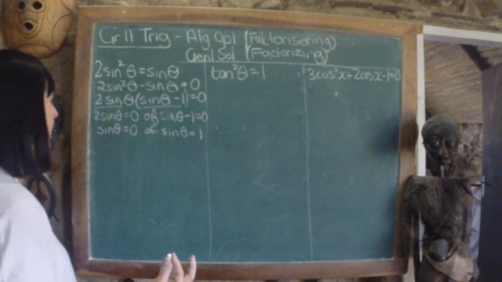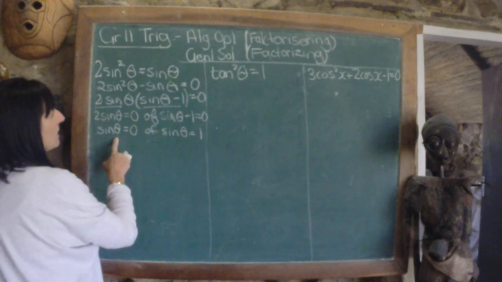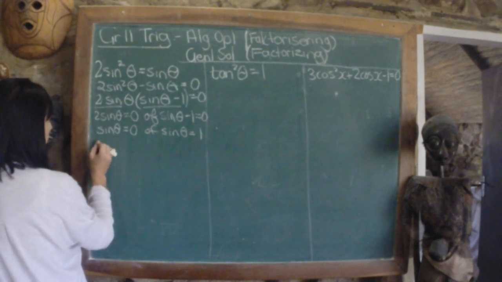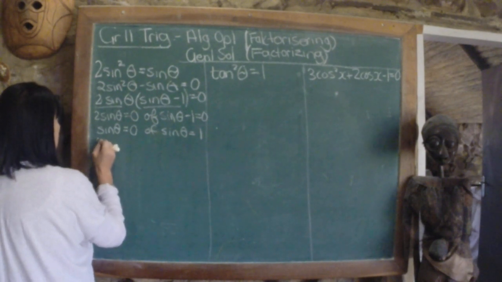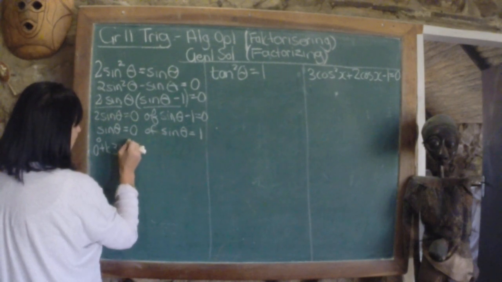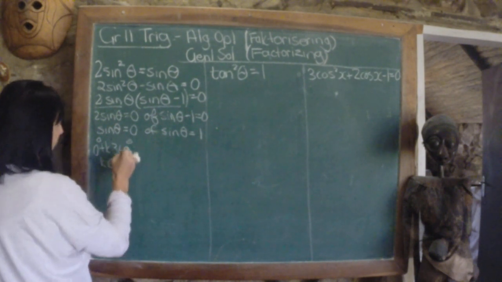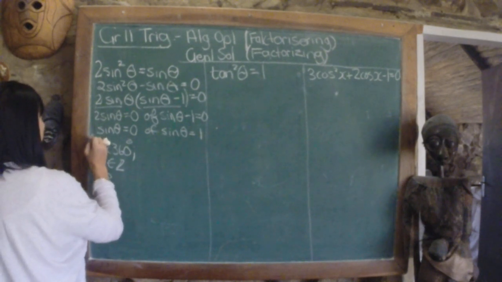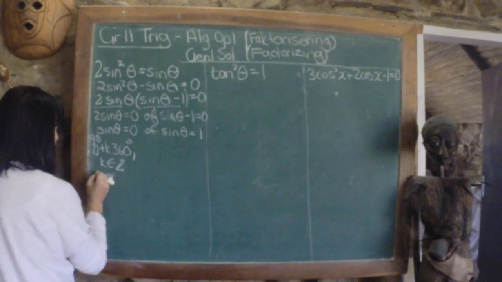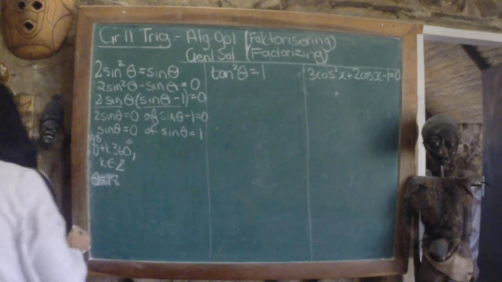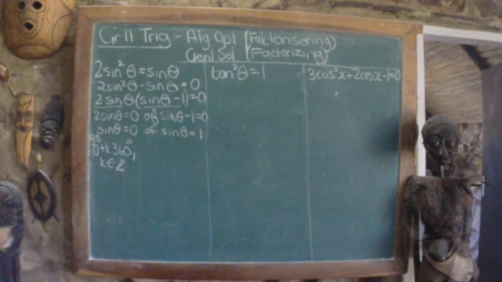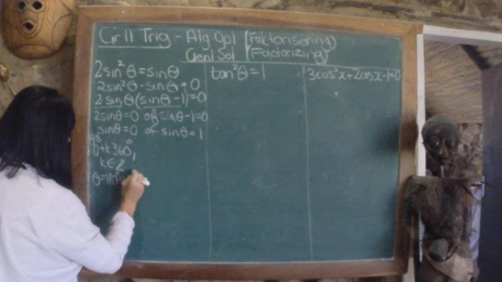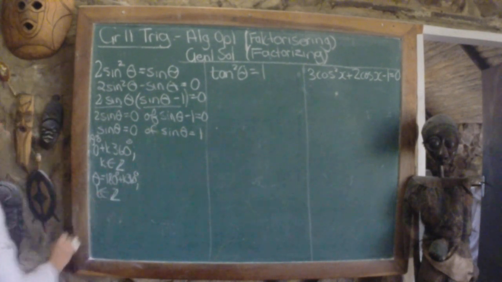So now it's very easy to write the general solution for sin theta equals 0. Remember, if you think of your sine curve, then it's at 0 and 180. So you can simply write it, your general solution: theta equals 0 plus k times 360, k an element of Z, and the other 0 is at 180, so theta equals 180 plus k times 360, where k is an element of Z. You can simply write it down.